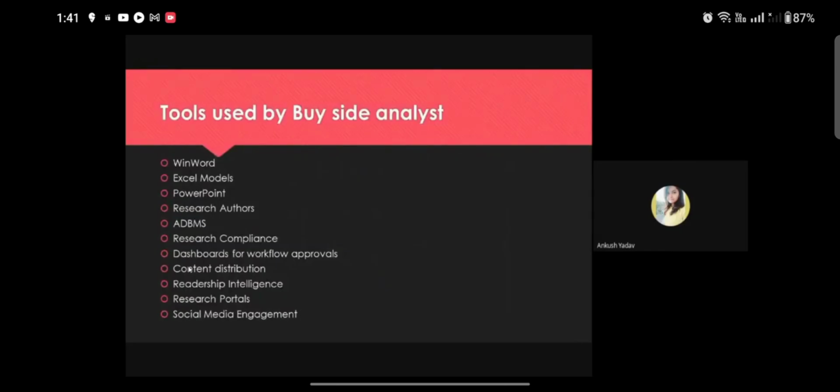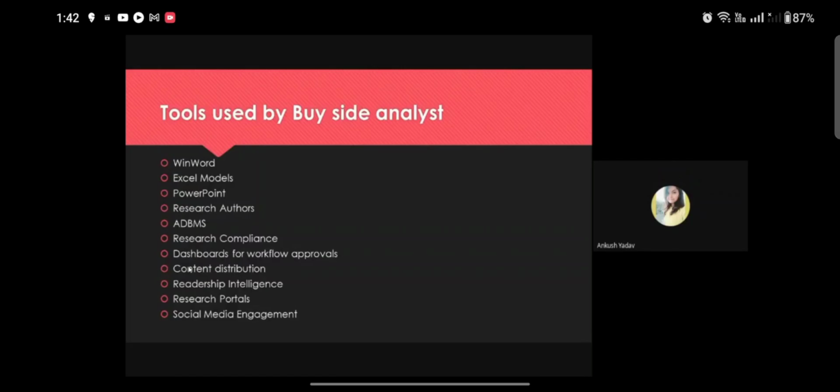Now these are the tools used by the buy side analyst. I have worked with the buy side tools only, so I can only explain those. So we have Word. In Word, there are add-ins. You can click on the add-in and log in with your credentials, and you will have to select the stock on which you want to generate your report. So in the Word report, there will be many functions which will fetch all the data from the database, and it will generate a Word report.